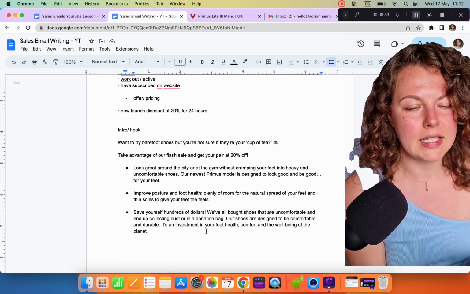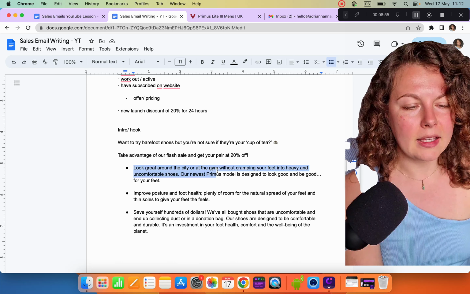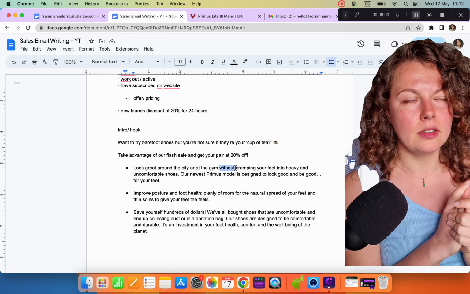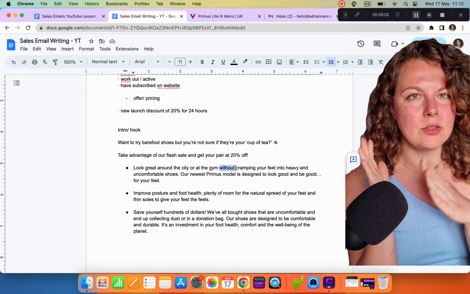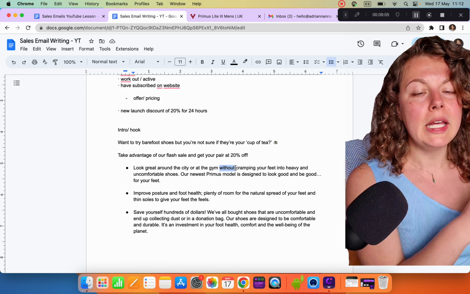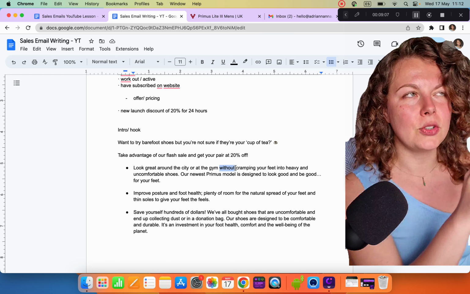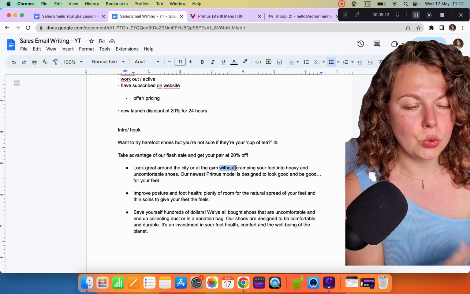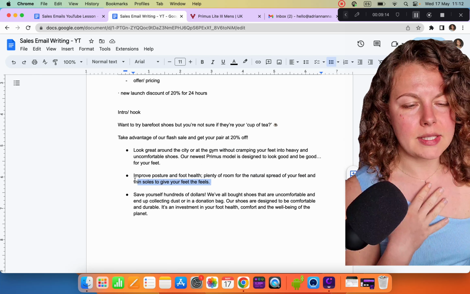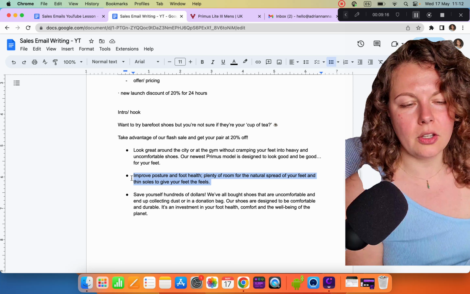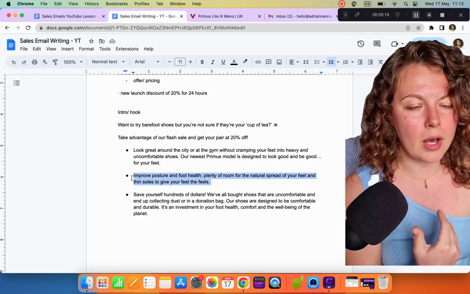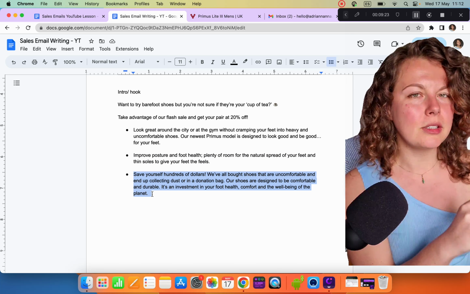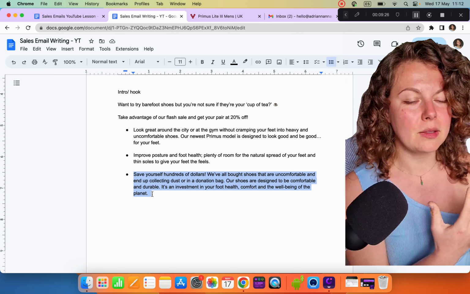And notice how, for example, here I said the benefit, and then I said without. So this benefit formula is get Y without Z, right? So you're telling them what they're going to get, and you're highlighting the contrast of what they don't want. Then here's just a simple sentence that says you're going to improve posture and foot health, and this is why. And then here it's a little bit more elaborate, so I tried to phrase them differently so you could see the different ways of framing benefits.